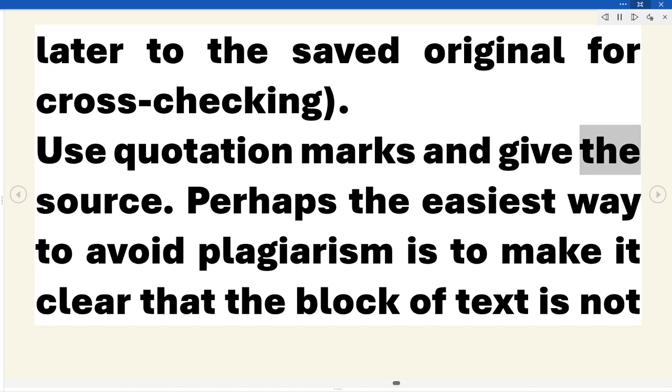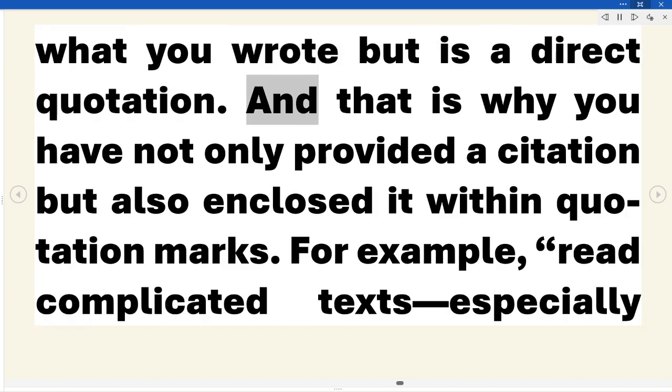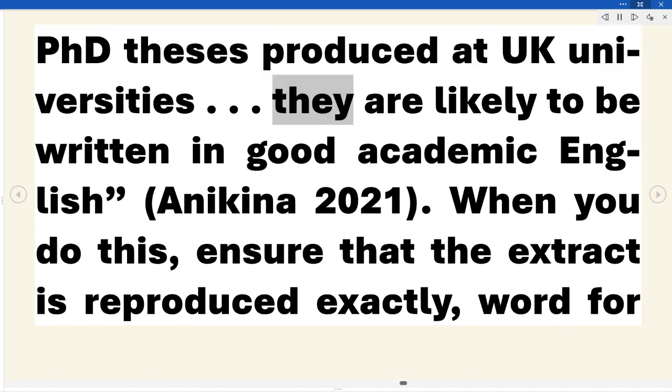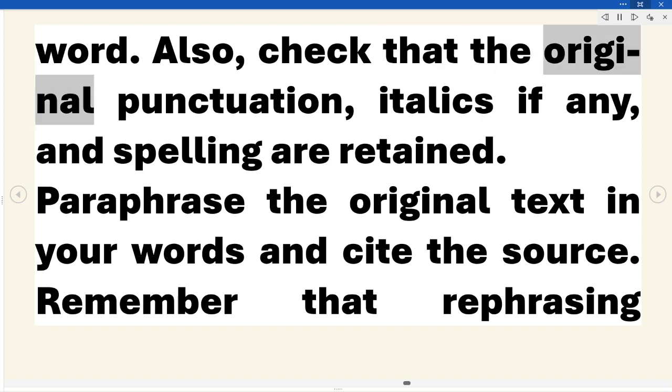Use quotation marks and give the source. Perhaps the easiest way to avoid plagiarism is to make it clear that the block of text is not what you wrote but is a direct quotation. And that is why you have not only provided a citation but also enclosed it within quotation marks. For example, read complicated texts, especially PhD theses produced at UK universities. They are likely to be written in good academic English, Anna 2021. When you do this, ensure that the extract is reproduced exactly, word for word. Also, check that the original punctuation, italics if any, and spelling are retained.